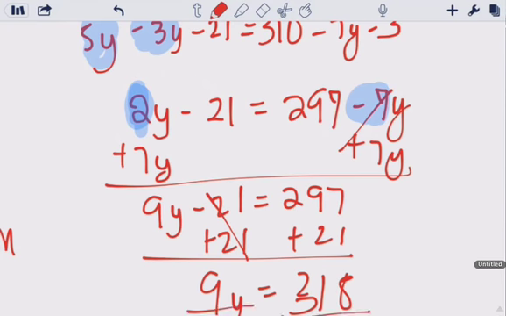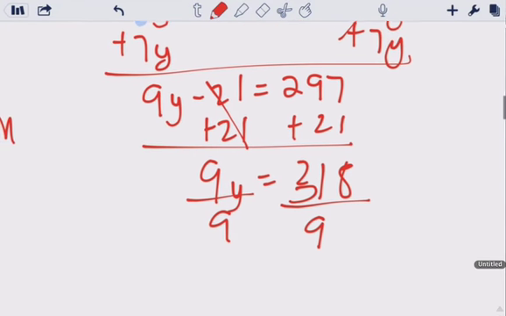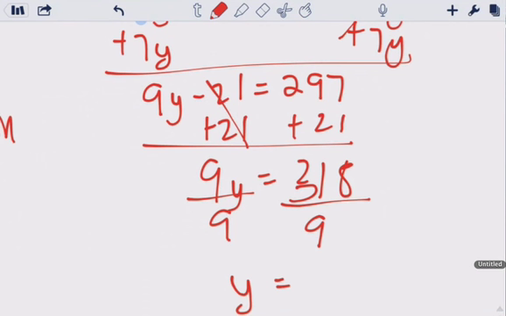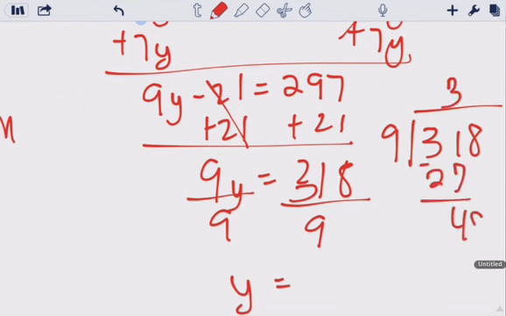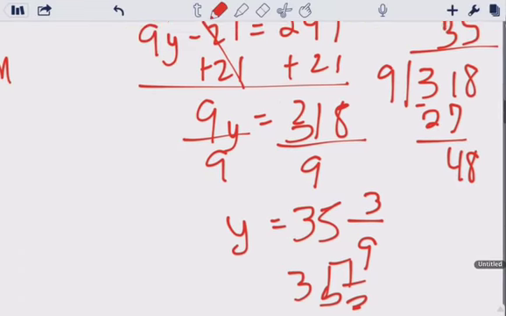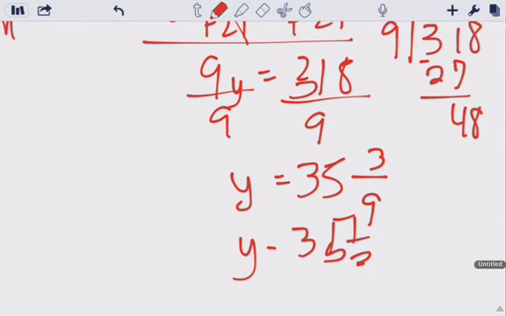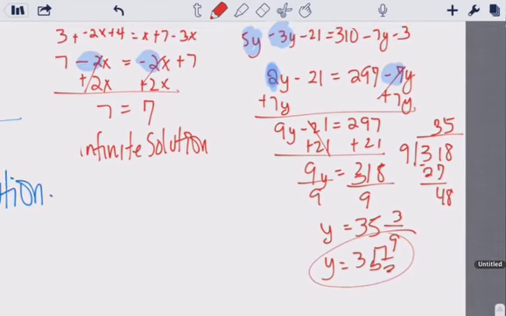divide by 9. Y is equal to 35 and 3 over 9, or 35 and 1/3. Okay, that one answer, this is our one answer. Alright?